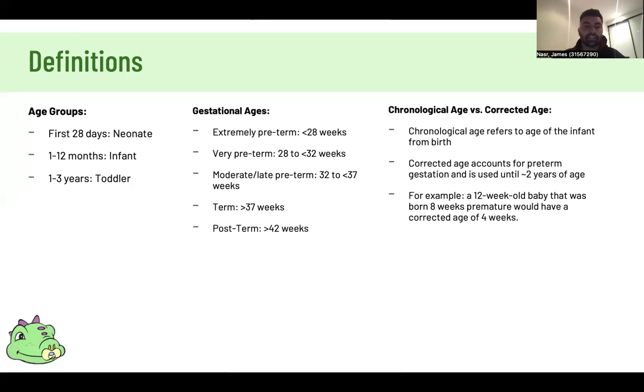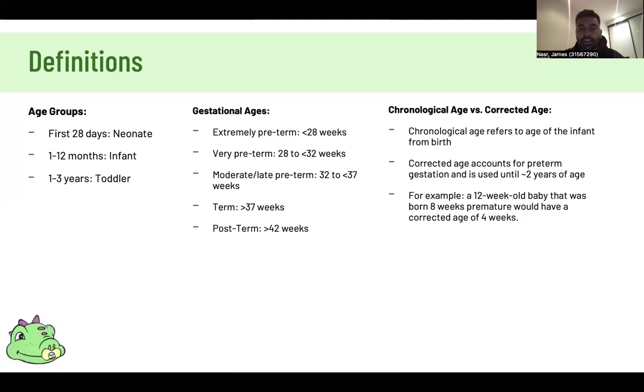The gestational ages: a term baby is obviously 37 weeks or above. A post-term baby is a baby born at more than 42 weeks of gestational age. Whereas on the other side, a moderate to late preterm baby is around 32 to 37 weeks, a very preterm baby is between 28 to 32, and an extremely preterm baby is less than 28. And that's when you start to think about having those discussions about viability.